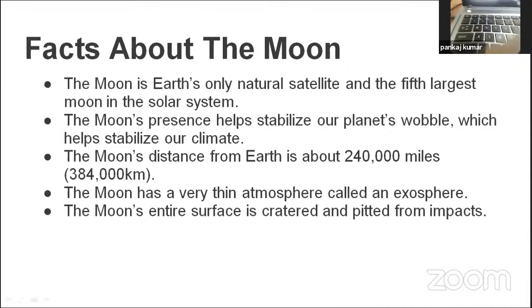Facts about the moon. The moon is Earth's only natural satellite and the largest moon in the solar system. The moon's presence helps stabilize our planet's wobble, which helps stabilize our climate. The moon's distance from Earth is about 240,000 miles, or 384,000 km. The moon has a very thin atmosphere called an exosphere. The moon's entire surface is cratered and weathered from impacts.